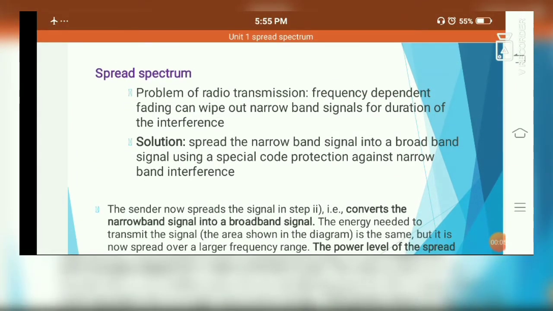The problem of radio transmission is that frequency dependent fading can wipe out narrowband signals for the duration of the interference. So the solution is to spread the narrowband signal into a broadband signal using a special code, for protection against narrowband interference. So the narrowband signal is converted into a broadband signal using a special code protection. That is the solution for spread spectrum.